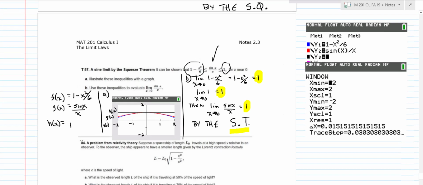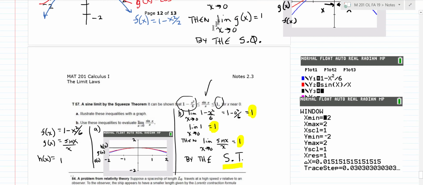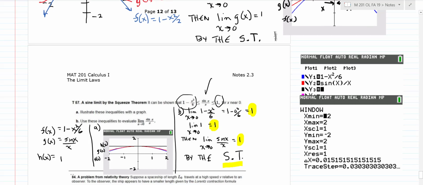One thing I realized, and I kind of laughed about this a little bit, I don't know what I was thinking, but on the previous example I said "by the SQ." The squeezing Q. I don't know what I meant by that. So I think that was intended to be squeezing theorem. Okay, abbreviation for that.